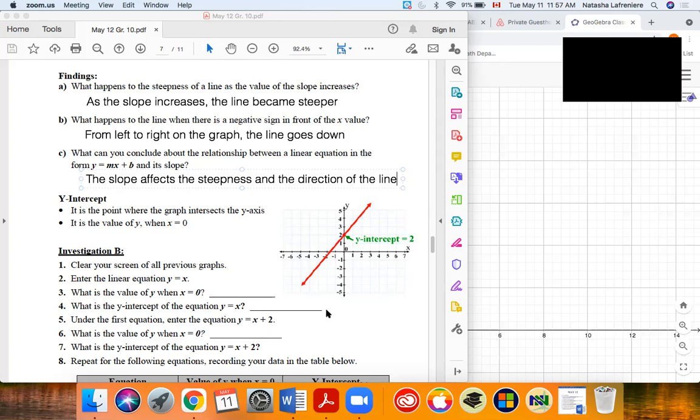Okay, so now we're going to look at the y-intercept. So the y-intercept is the point where the graph intersects the y-axis. So right here, it crosses the y-axis and it touches it. So in other words, it's when x is equal to 0. So if you don't have a graph, all you can do is put in 0 for x and you would find your answer. So I'm going to clear this.